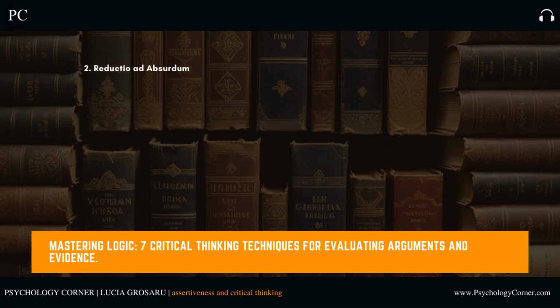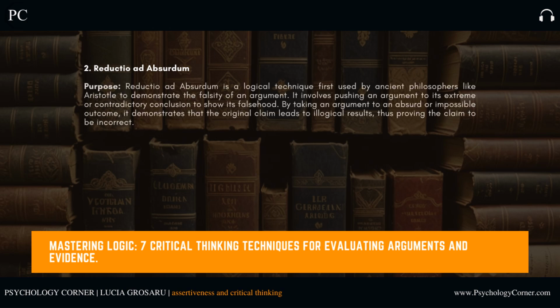2. Reductio ad absurdum. Purpose. Reductio ad absurdum is a logical technique first used by ancient philosophers like Aristotle to demonstrate the falsity of an argument. It involves pushing an argument to its extreme or contradictory conclusion to show its falsehood. By taking an argument to an absurd or impossible outcome, it demonstrates that the original claim leads to illogical results, thus proving the claim to be incorrect.